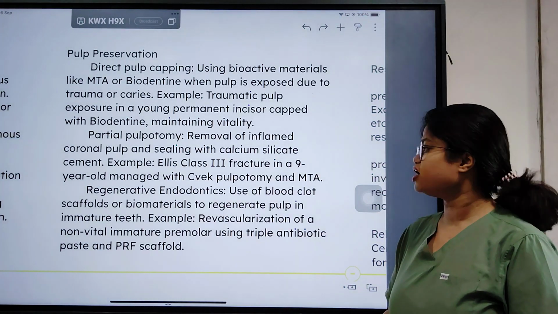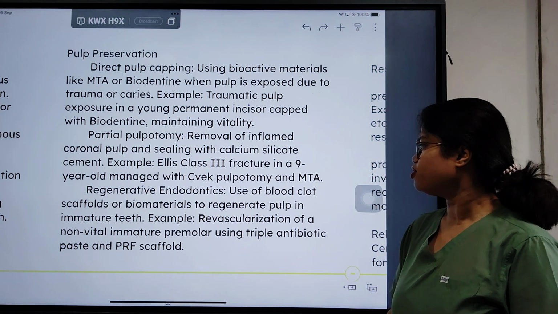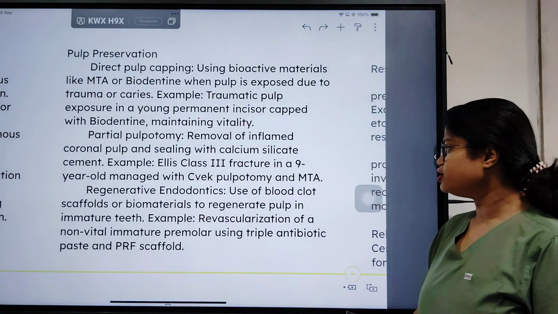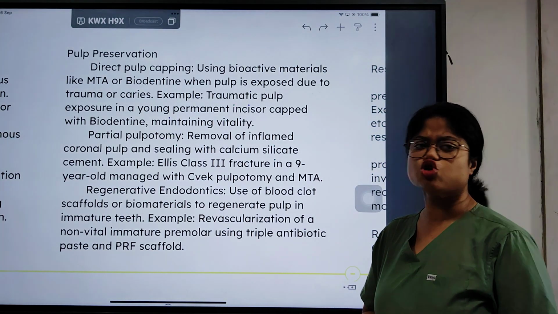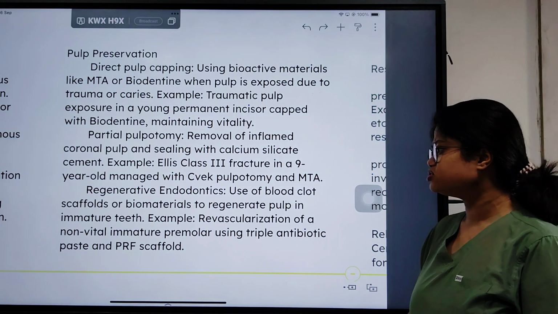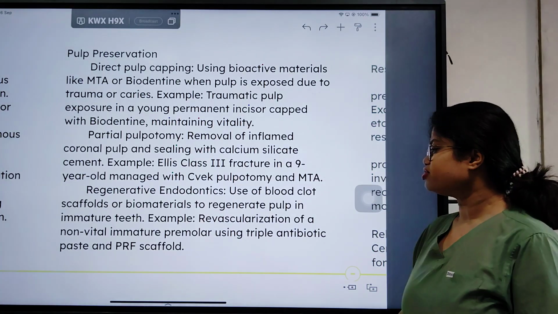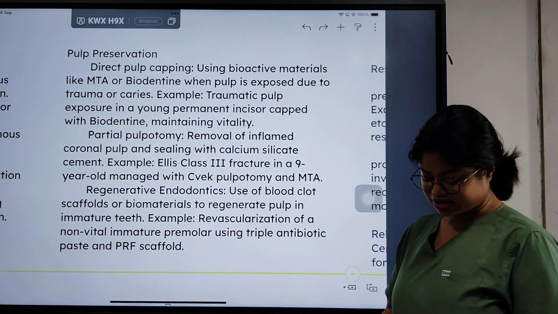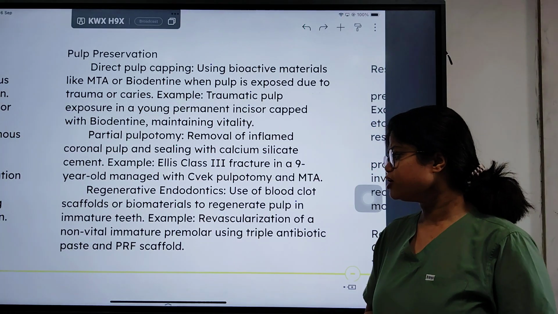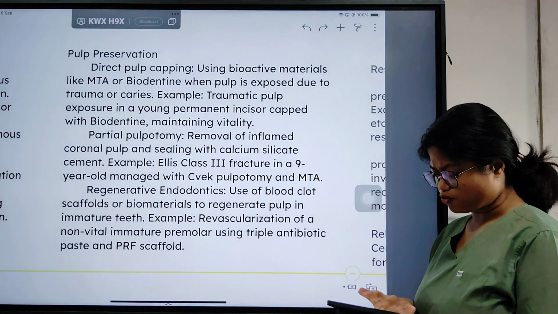Specifically for class 3 Ellis fracture in a 9-year-old managed with pulpotomy and MTA use. Also in regenerative endodontics, the use of blood clot scaffolds or biomaterials has come into play that helps in the regeneration process in immature teeth, specifically in the pediatric and adolescent population. Examples are revascularization of a non-vital immature premolar using triple antibiotic paste and PRF scaffold.